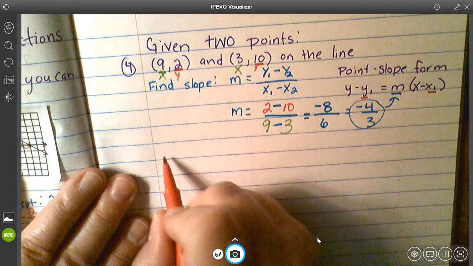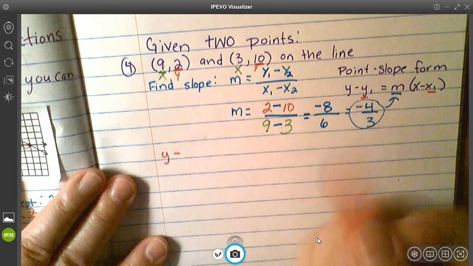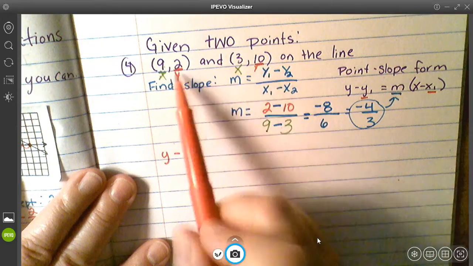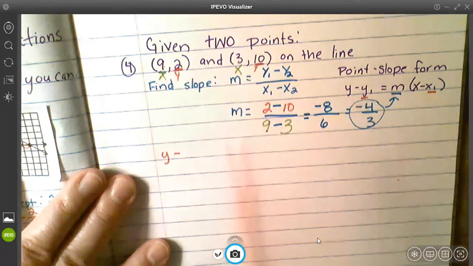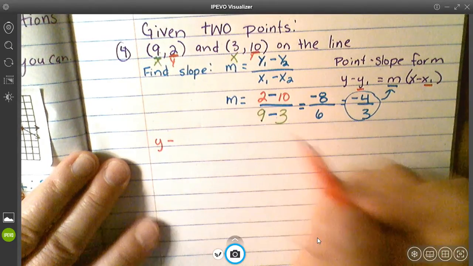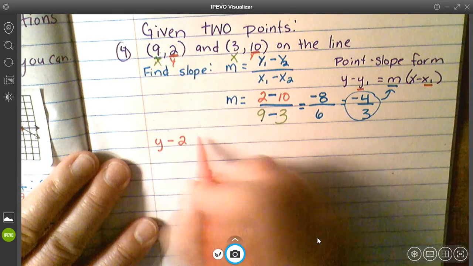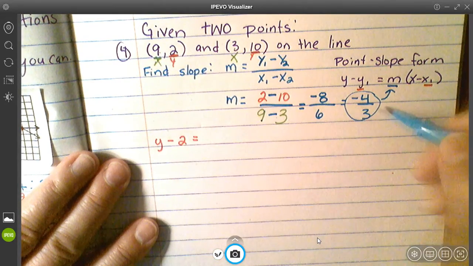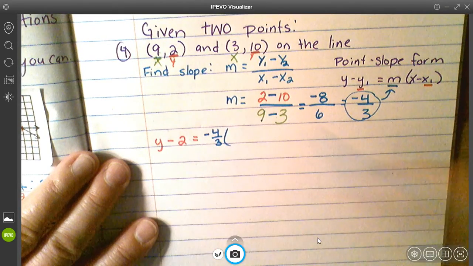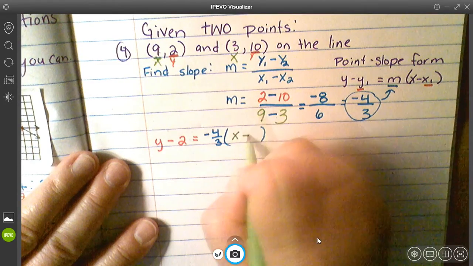Okay, so now it's time to plug into point slope form. Now, it does not matter which point I choose. I'm going to do it with both to show you that we get the same answer either way. I'm going to do it just this once. All right, so if I choose this one first, it's going to be y minus 2 equals my m, which is negative 4/3, times x minus 9.